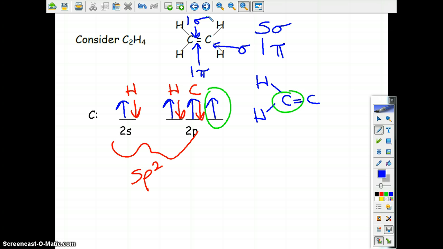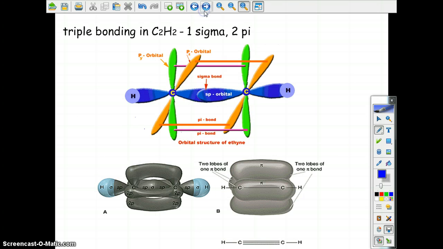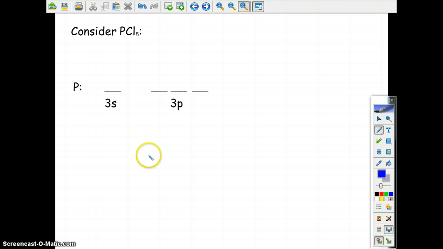All singles are sigmas. A double bond is 1 sigma, 1 pi. A triple bond is 1 sigma and 2 pi. And that's the way it works, because of the way everything overlaps. Is there ever a quadruple bond? No. Doesn't work that way.